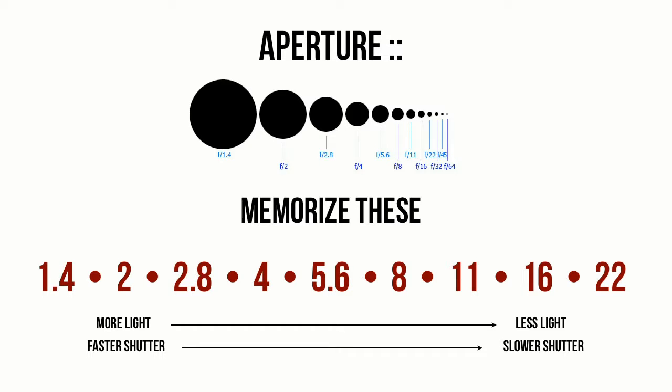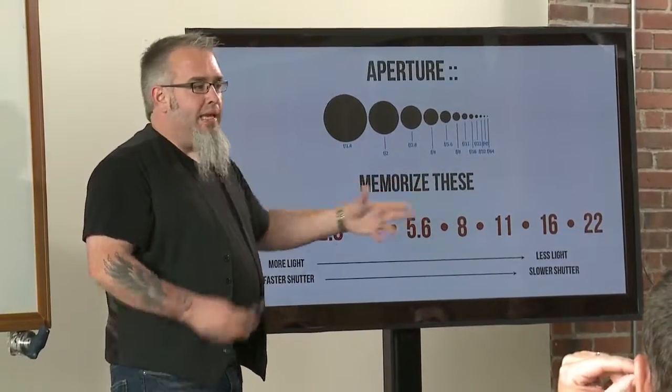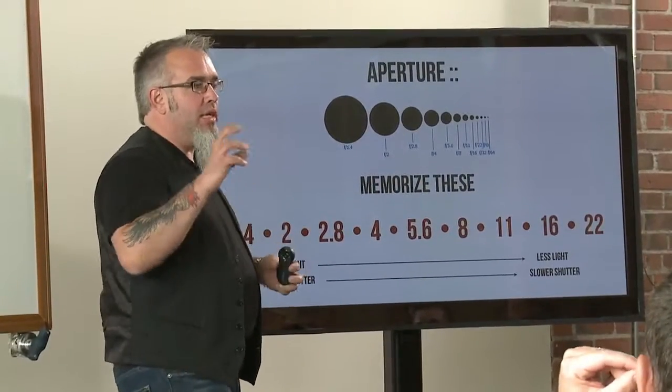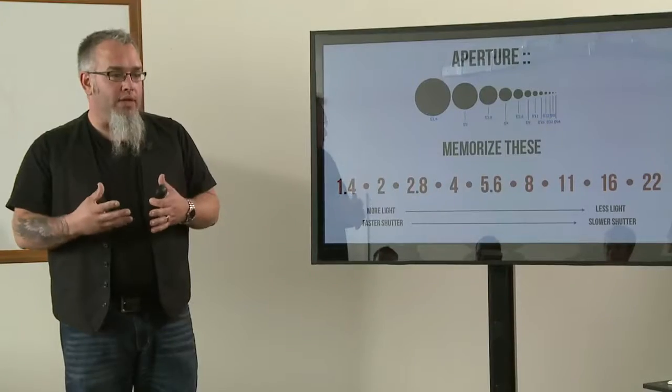Sometimes you might see an f32 somewhere along the range. You won't see 45 and 64 until you get into large format photography. For most of the time, we're working in this 1.4 to f22 range, all right? Now, aperture controls the amount of light coming into the camera, the amount of it.